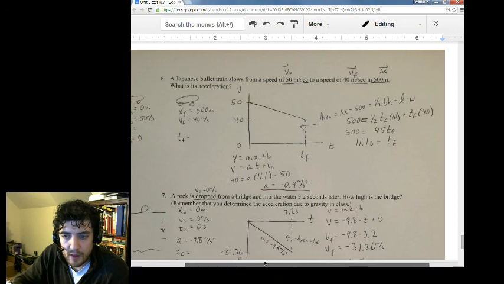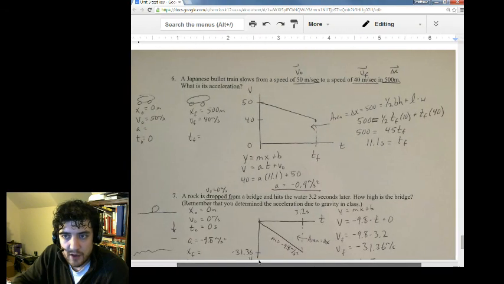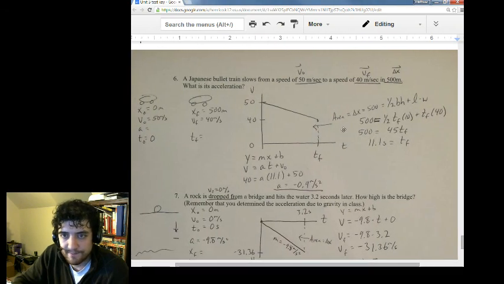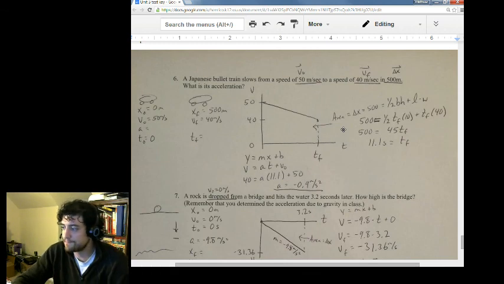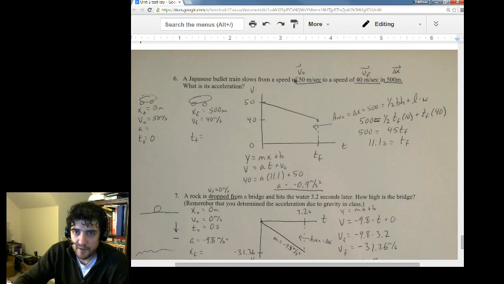Okay. The bullet train. So here are the big questions, right? The bullet train slows from 50 meters per second, which I've labeled to identify this is the initial velocity. It's the velocity we were told, this is the starting, to a speed of 40 meters per second, that's the other velocity at the end, in 500 meters.